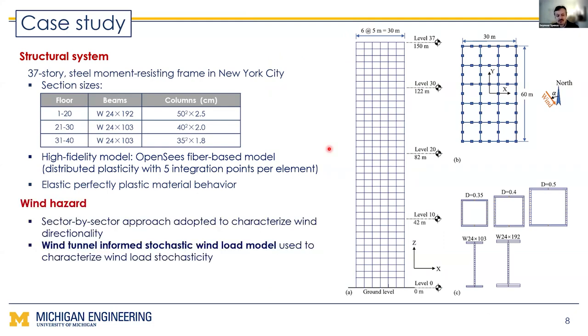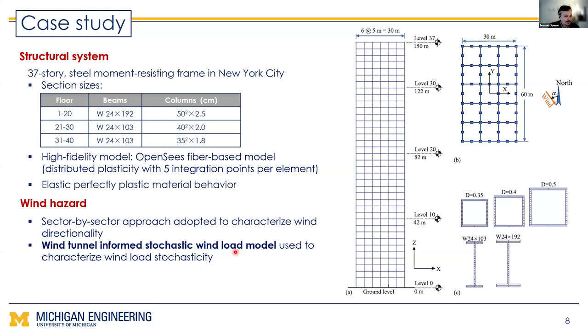With respect to the wind hazard, we're going to capture wind directionality by considering a sector-by-sector approach. And then to model this multivariate stochastic input of representing the wind excitations, we are considering a wind tunnel informed stochastic wind load model. This is the model based on spectral proper orthogonal decomposition. By calibrating that to wind tunnel data, you're going to capture phenomena such as detached flow, vortex shedding. Basically, whatever you see in the wind tunnel, you're going to capture in your stochastic wind load model. That's going to be the inputs.